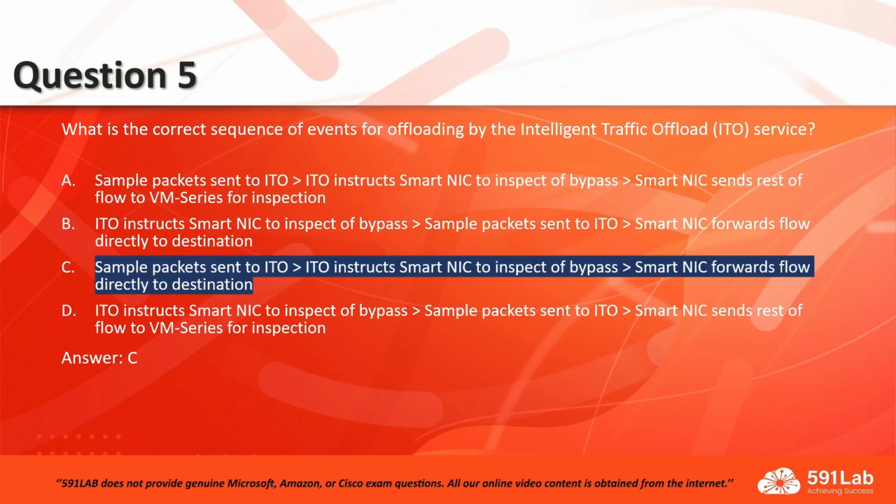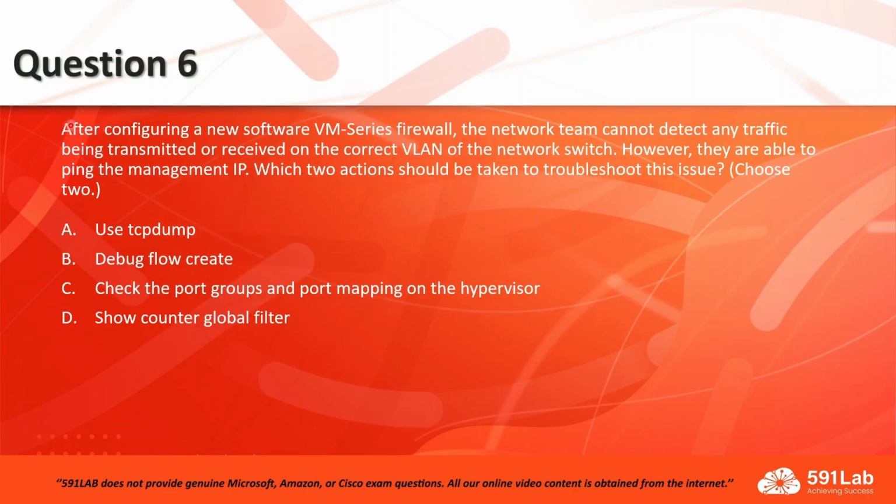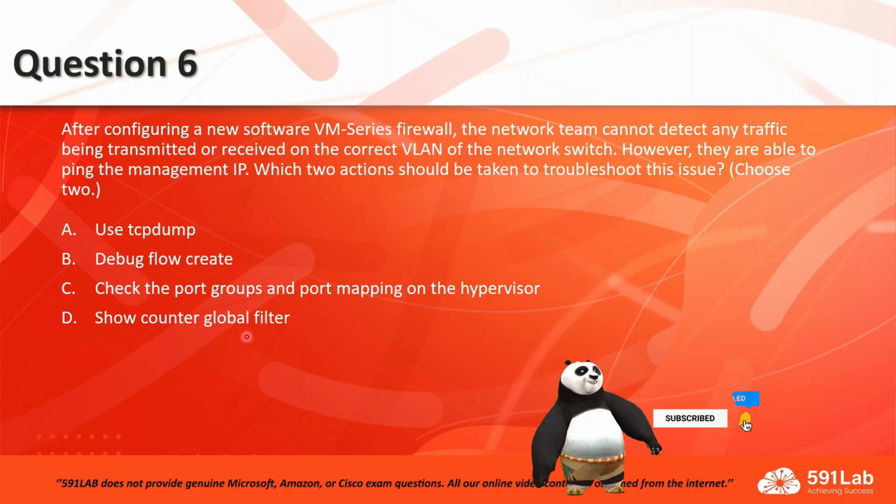Let's go to question number 6. Question number 6 is as follows. After configuring a new software VM-Series firewall, the network team cannot detect any traffic being transmitted or received on the correct VLAN of the network switch. However, they are able to ping the management IP. Which two actions should be taken to troubleshoot this issue? Choose 2. The options are A, use tcpdump, or B, debug flow grid, or C, check the port group and port mapping on the hypervisor, or D, show counter global filter.